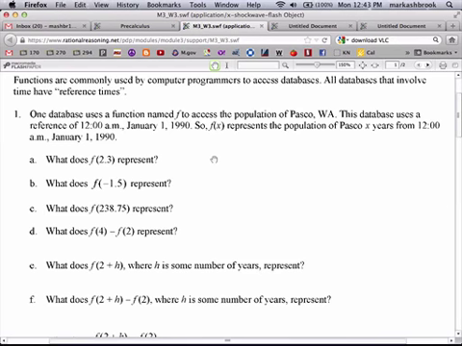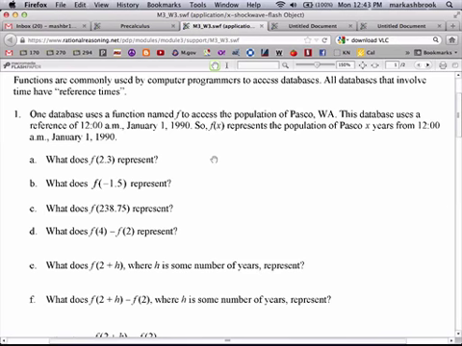She got it. So it's the change in population starting January 1st, 1992, ending January 1st, 1994. And it'd be the change in population over that 2-year period. Does it make sense? Okay, how about f of 2 plus h?